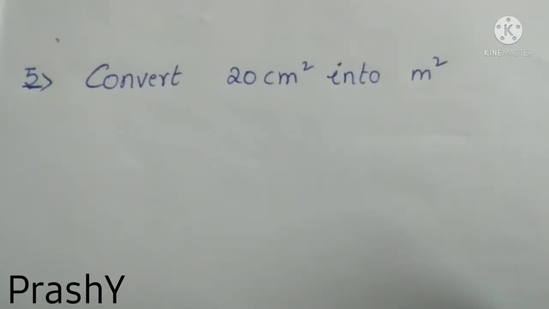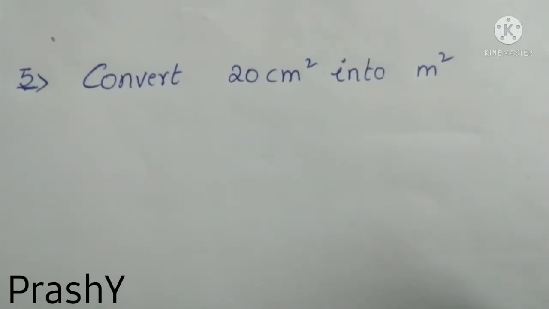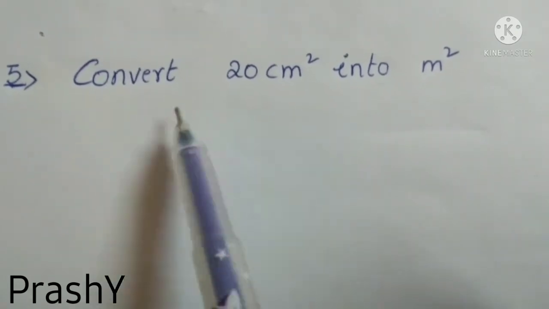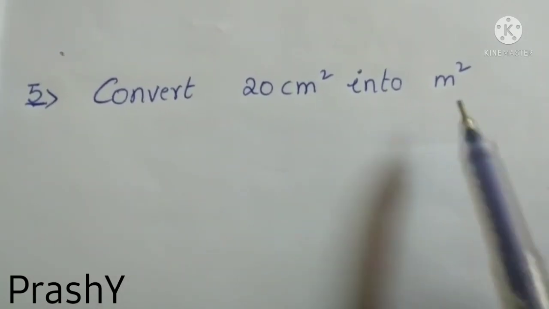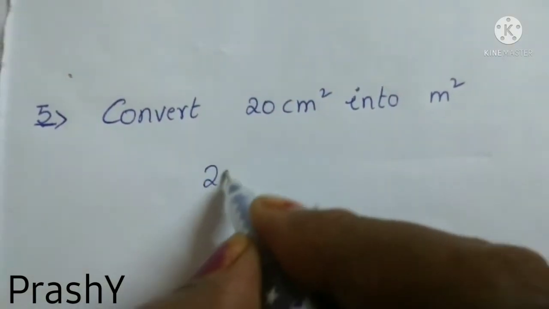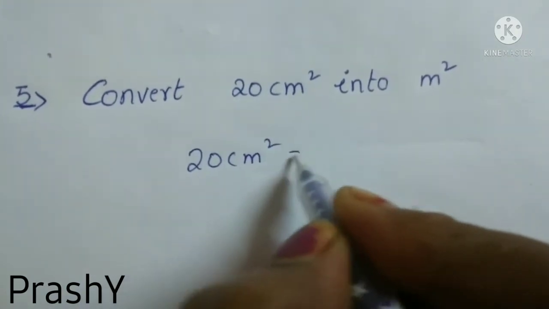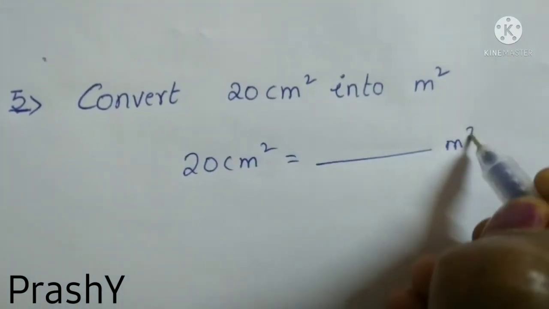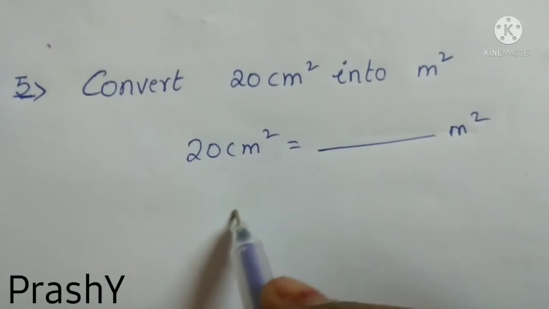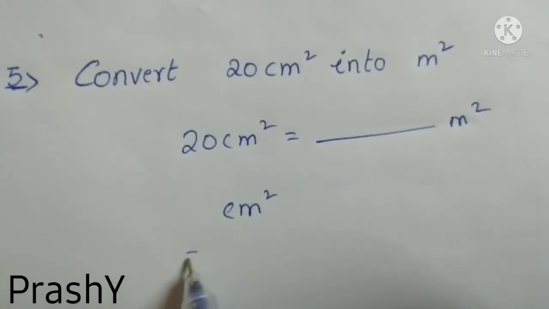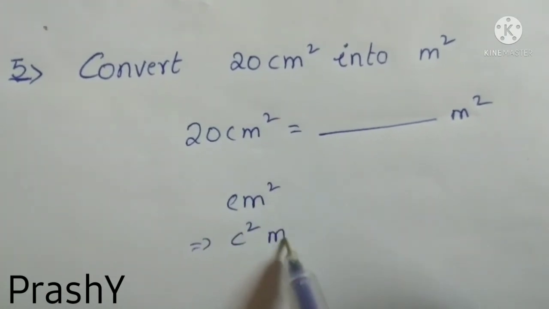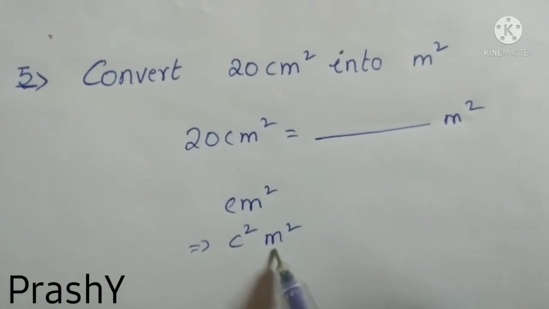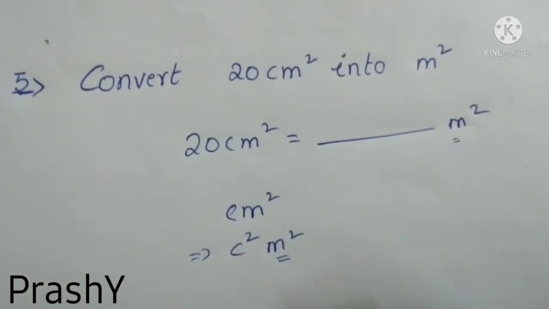Now, let us see how to convert units when they have squares and cubes in them. Okay, convert 20 centimeter square into meter square. So, first write this equation like this. 20 centimeter square is equal to dash meter square. Here centimeter square means we have centi square and meter square. Okay, so here we have meter square and meter square, so no need to consider.